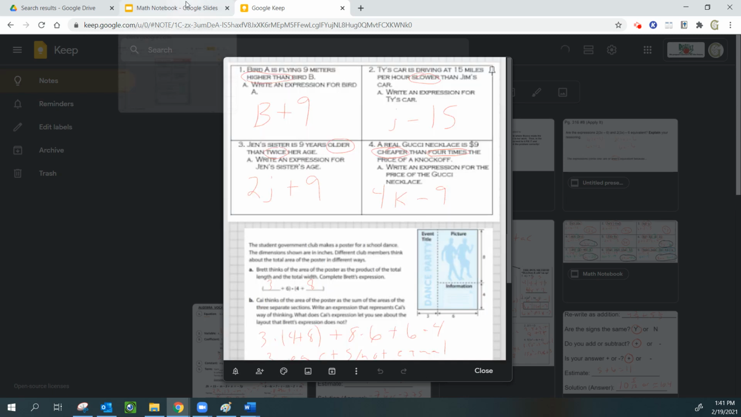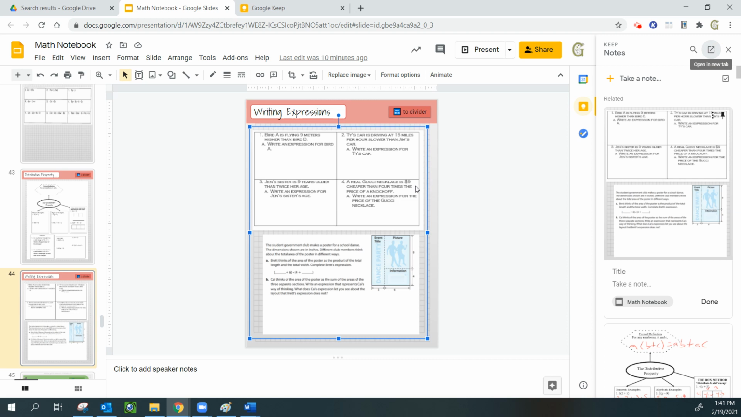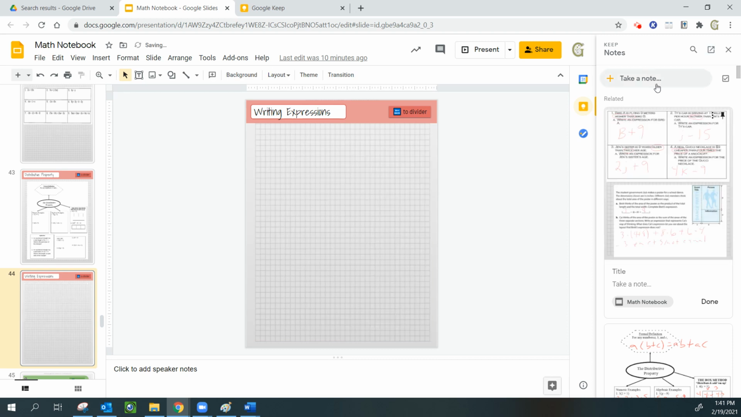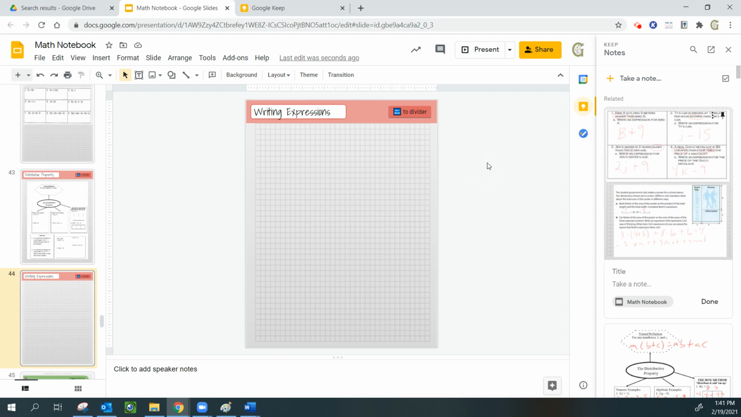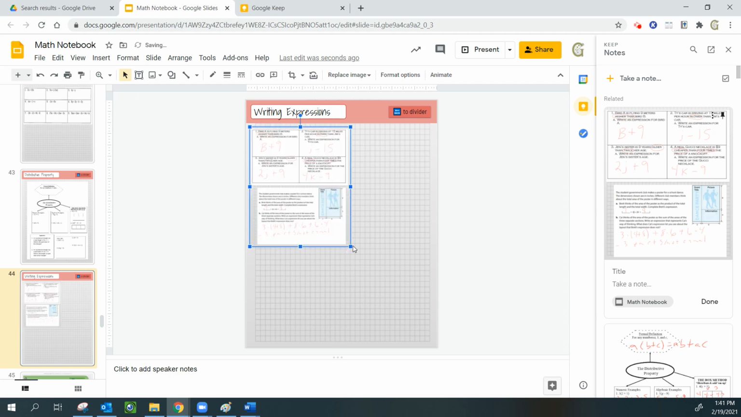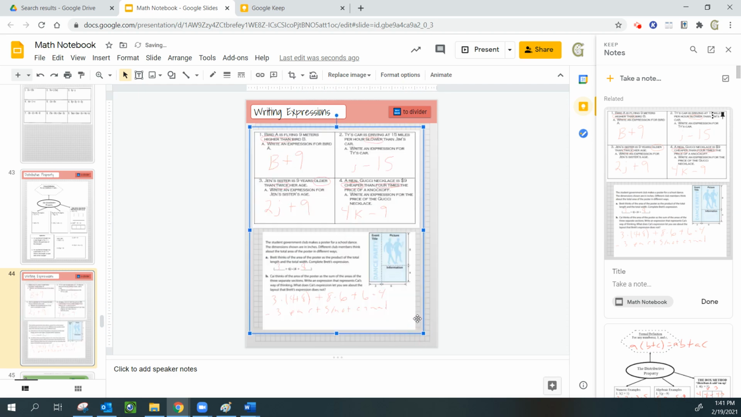So I'm going to go back and put this in my math notebook. I'll make it a little bigger so I can see it. So remember both things with expressions that we're talking about. How do I write expressions using the information in the problem? And then how could I write different expressions that tell me different amounts of information based on what's in the expression?